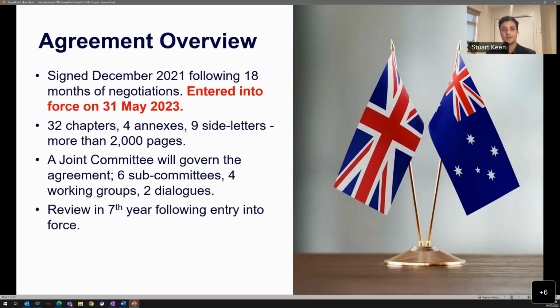So the agreement overview, what is the Free Trade Agreement? Very high level points. It was signed in December 2021, and 18 months later, on the 31st of May 2023, it was entered into force. This is actually a really exciting time for financial technology businesses.